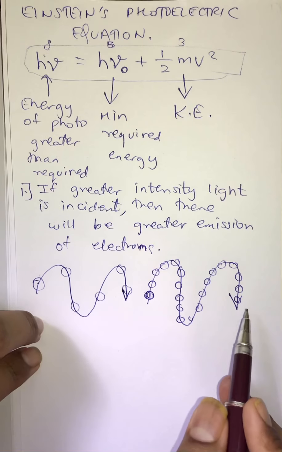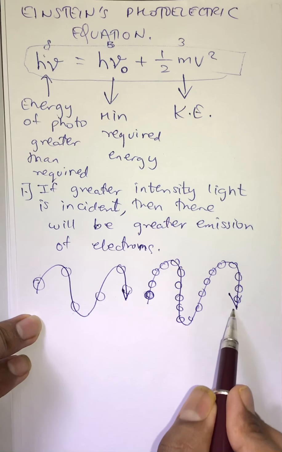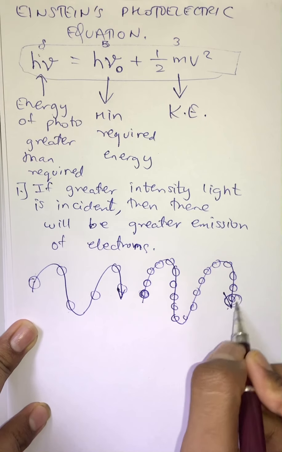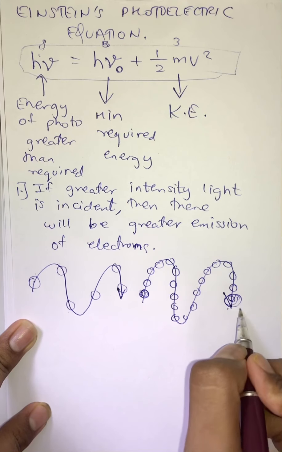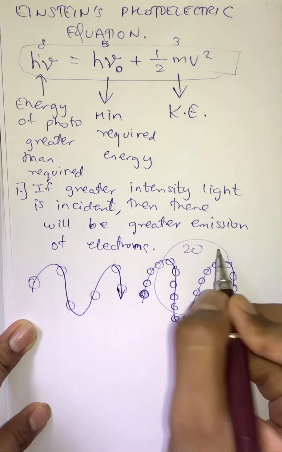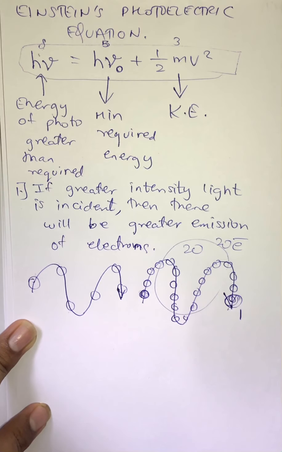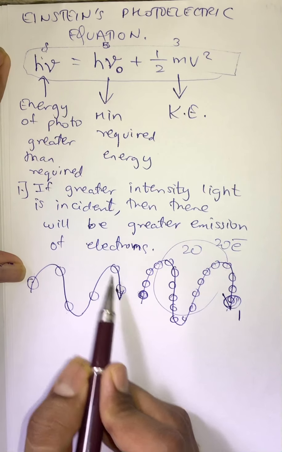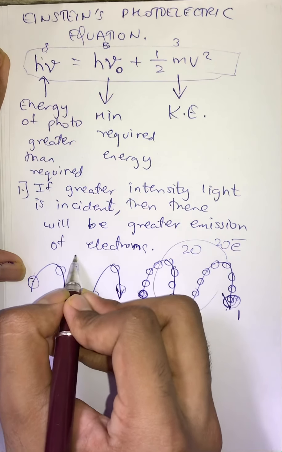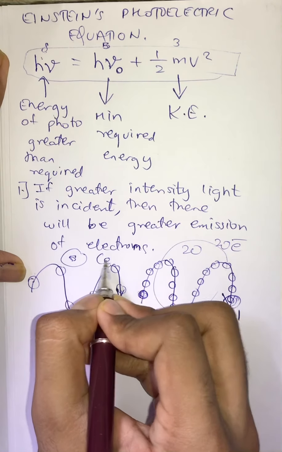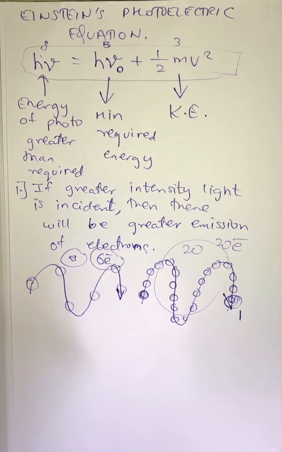So if we make this wave incident, what is going to happen is that every photon will emit one electron. So let's say here in this wave there are 20 photons. So 20 electrons will be emitted. Am I right? For emitting an electron you require only one photon. So in this wave there are only 1, 2, 3, 4, 5, 6 photons, so only 6 electrons will be emitted.